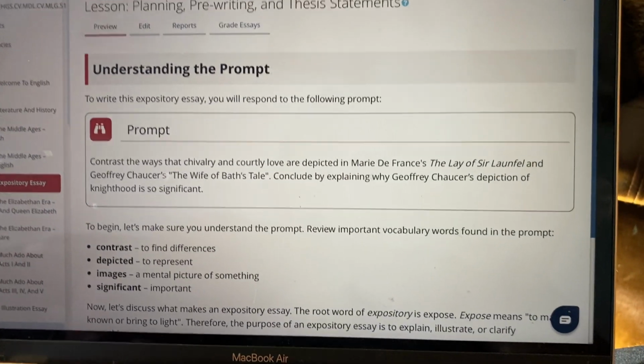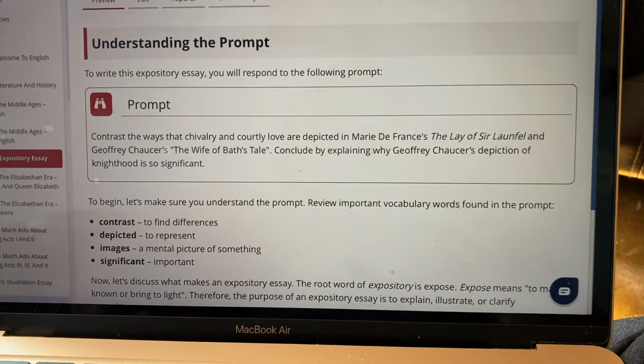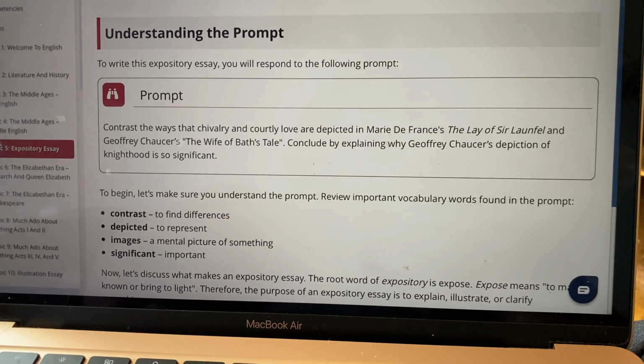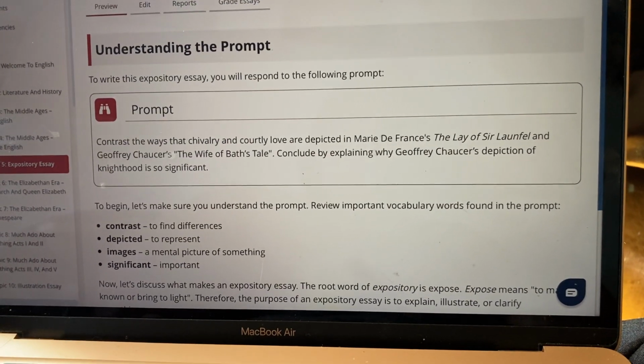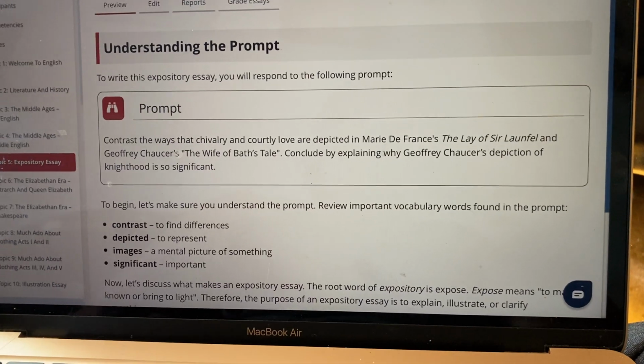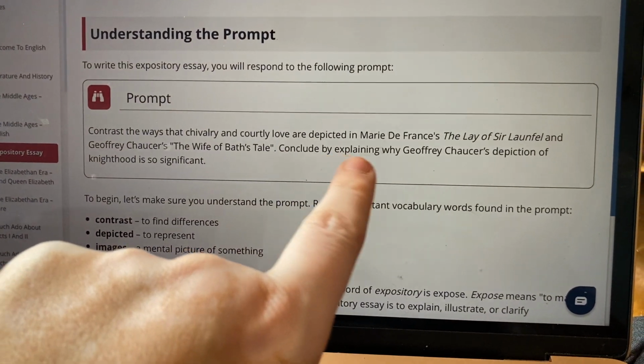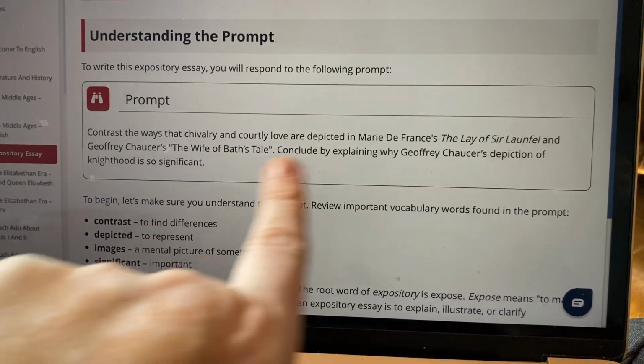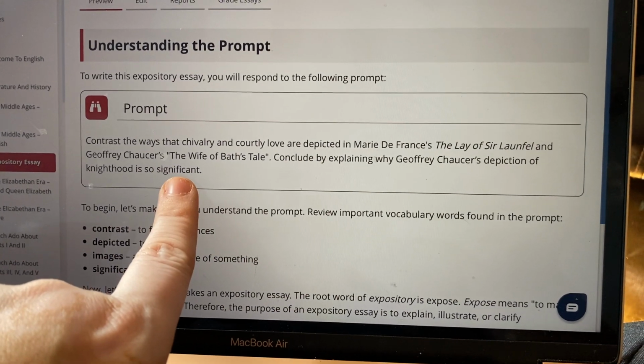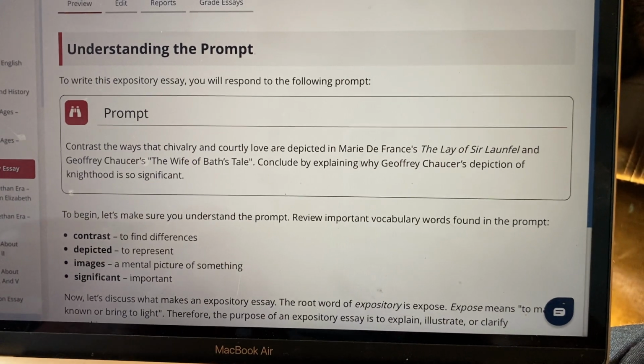All right, so your prompt is to contrast the ways that chivalry and courtly love are depicted in Marie de France's The Lay of Sir Launfal and Geoffrey Chaucer's The Wife of Bath's Tale. You need to conclude by explaining why Chaucer's depiction of the knighthood is so significant. Why does it matter? Why do we care?